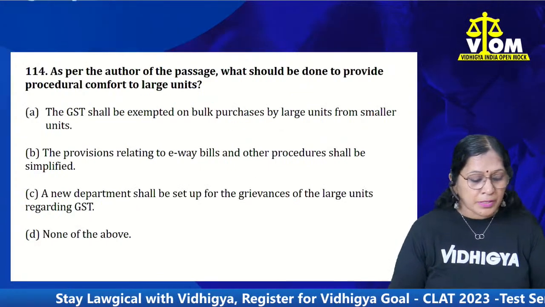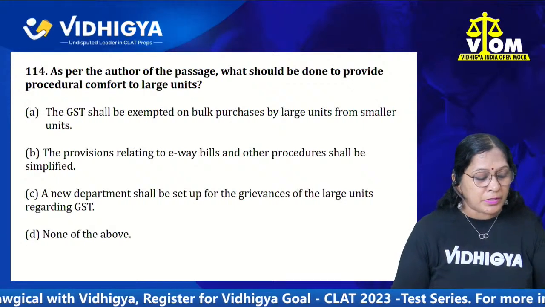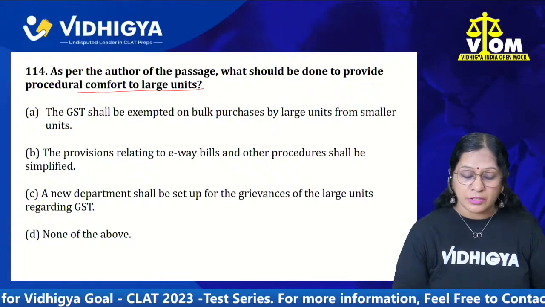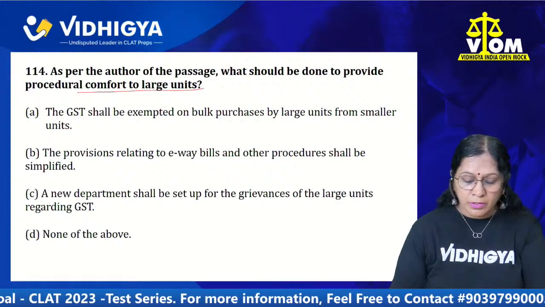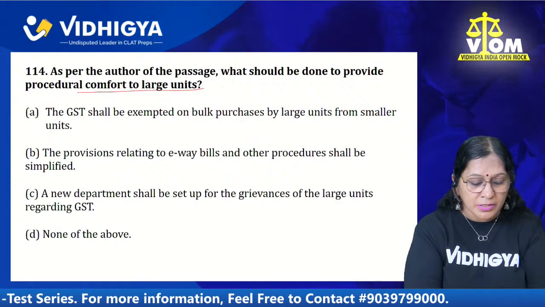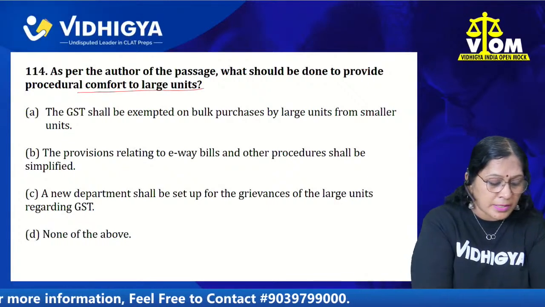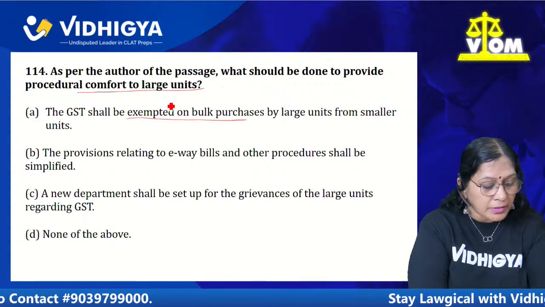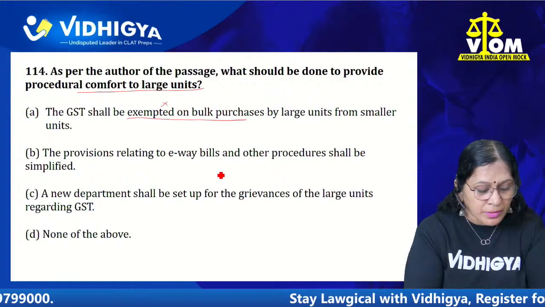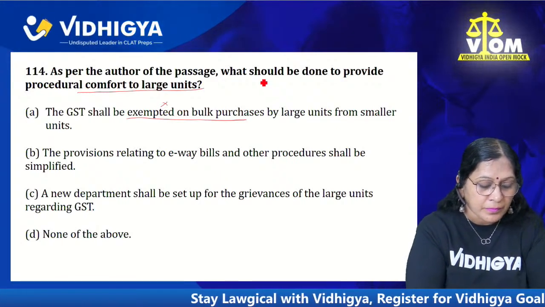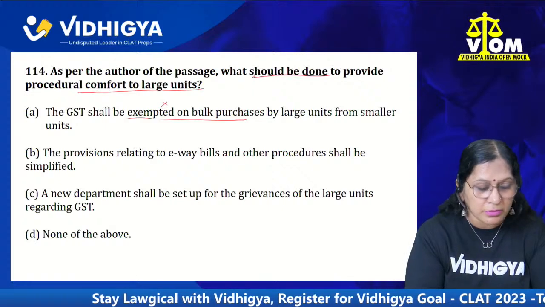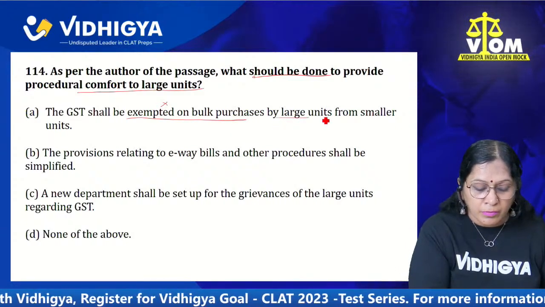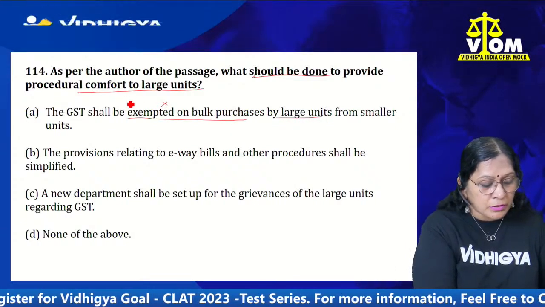Next. As per the author of the passage, what should be done to provide procedural comfort to large units? We were talking about making things simplified for the large units. So let us check that. According to the author, GST shall be exempted on bulk purchases by large units from smaller units. Was there an exemption? We did not read about this. If GST shall be exempted on bulk purchases, then it is not going to bring profits. So A is eliminated.